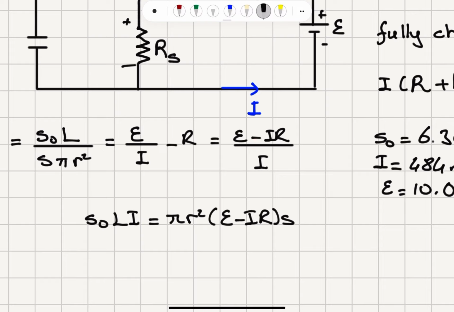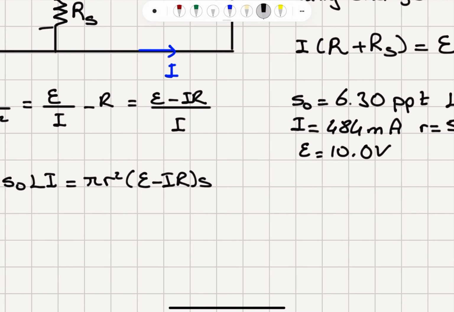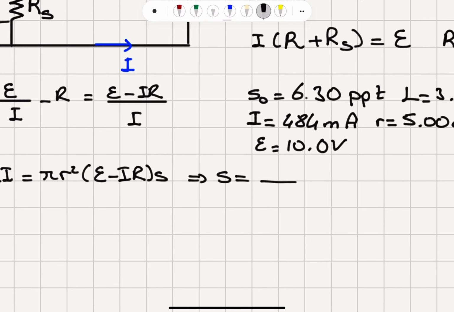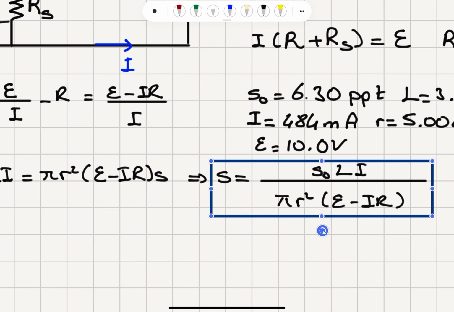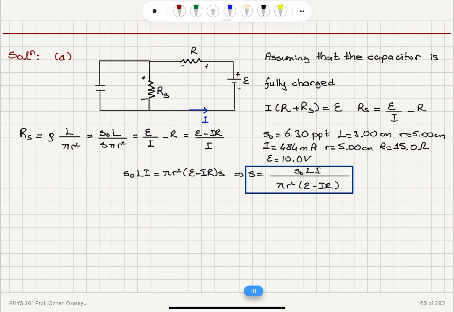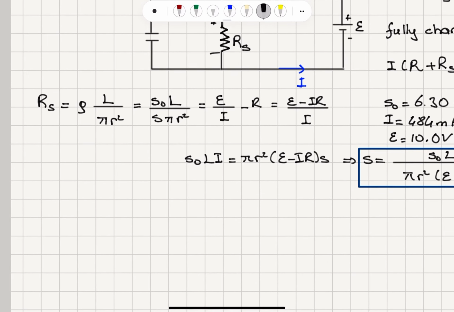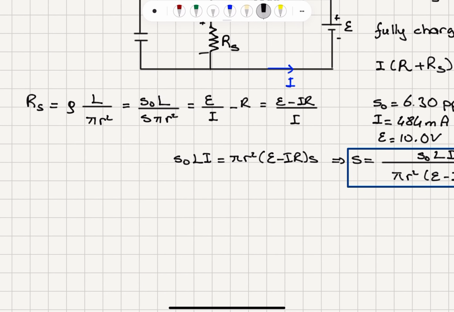So what does that tell me for S, the salinity level? This gives me that S can be written as S0 L I divided by pi r squared times epsilon minus I R. So it can be written this way. And knowing the current value here, we want to calculate what the salinity level of the seawater is.